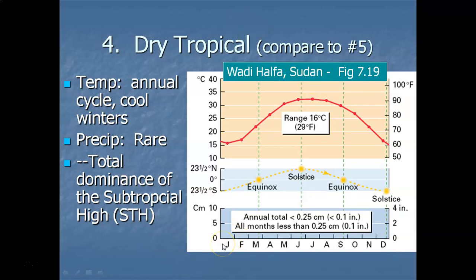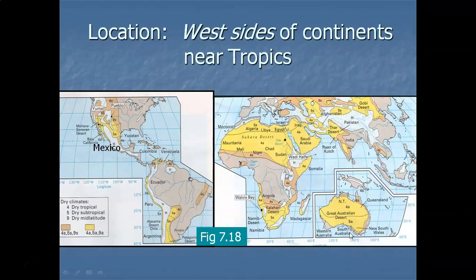This is where, even though there is the shifting of the pressure belts, you've either got the subtropical high directly overhead, or, if it's shifting south, you're still kind of under the influence. If you're shifting north, you're still under the influence of a portion of it. So it really is the total dominance of the subtropical high throughout the year. It's total drought. So we're going to have a whole series of desert climates.